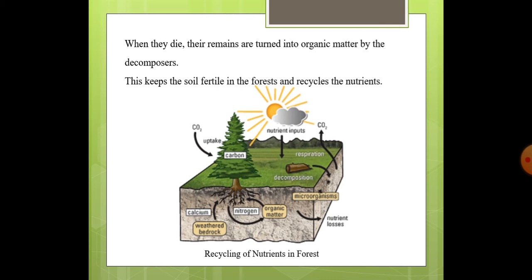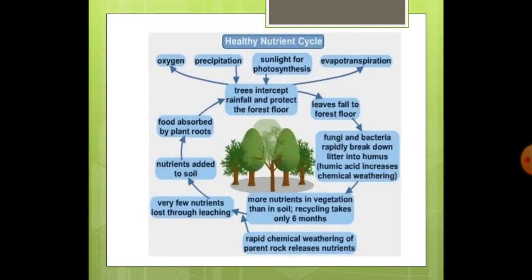So in a healthy nutrient cycle, what we see is that a tree intercepts rainfall and protects the forest floor. The leaves fall on the forest floor. The decomposers decay or convert it into the nutrients. These nutrients are again used by the trees, and therefore the nutrient cycle is maintained and a healthy cycle is being provided by these forest trees.